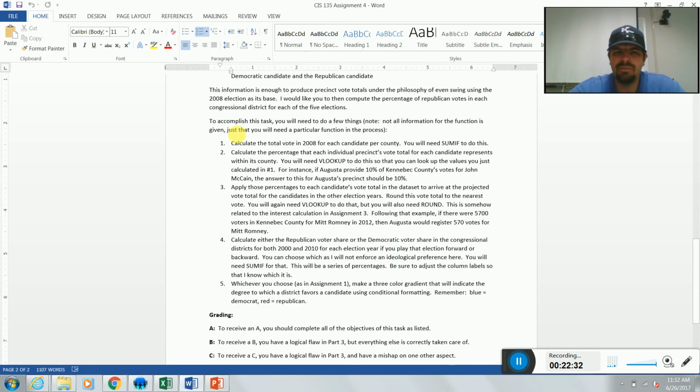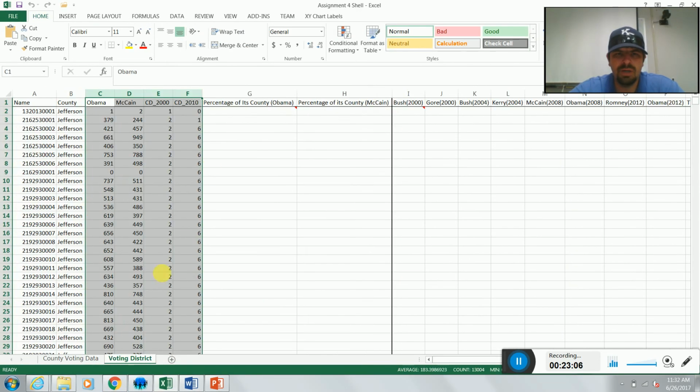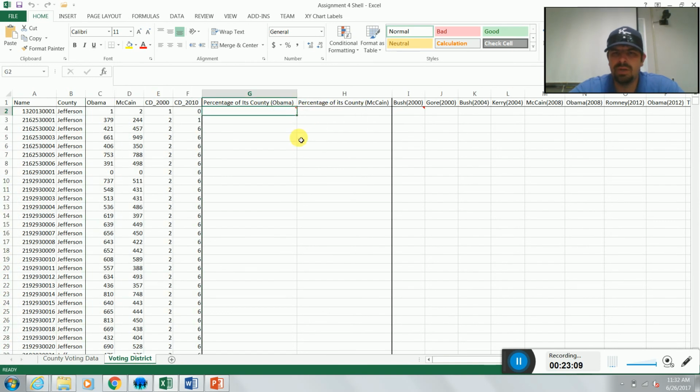Then we have number 2. Calculate the percentage that each individual precinct's vote total for each candidate represents within its county. In this case, we're only dealing with 2008. You will need VLOOKUP to do this so that you can look up the values you just calculated in step 1. For instance, if Augusta provides 10% of Kennebec County's vote for John McCain, the answer to this for Augusta's precinct should be 10%. Number 3. And if we go to the sheet, you'll see on the voting district, there's that group right there.